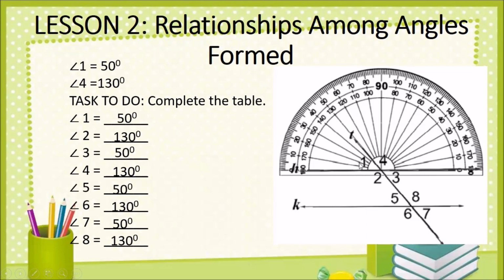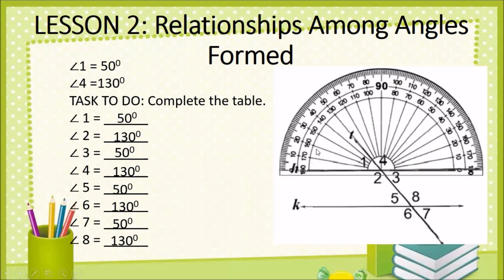Alternate exterior angles, angle 1 and angle 7. Let's check. Angle 1 and angle 7, they are congruent. They have the same measure. Angle 4 and angle 6, angle 4 and angle 6 are the same at 130 degrees.